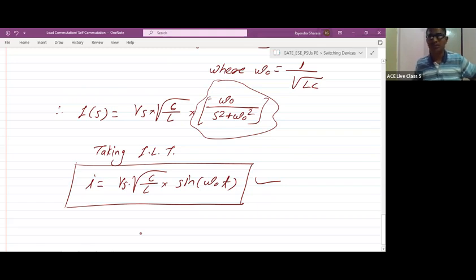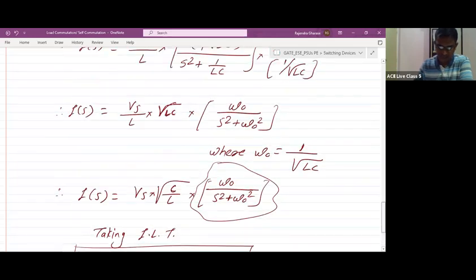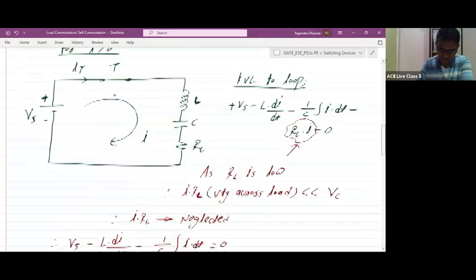Why is it sinusoidal? It is due to the inductor and capacitor, whatever elements we have connected. Due to that, the circuit will behave as an underdamped type of circuit. We will discuss what underdamped means in the inverter chapter. So it is Vs under root C by L into sine of omega 0 t. Now you can check this current I. It is a loop current.